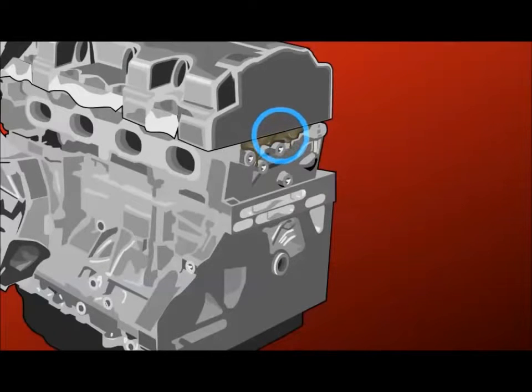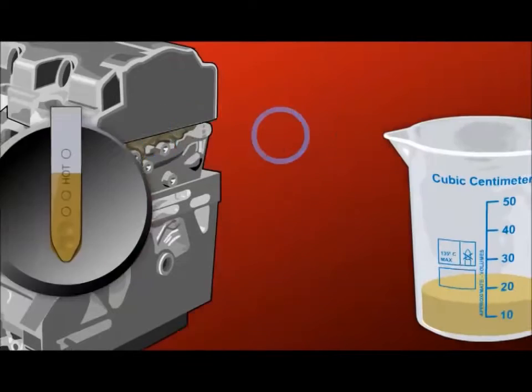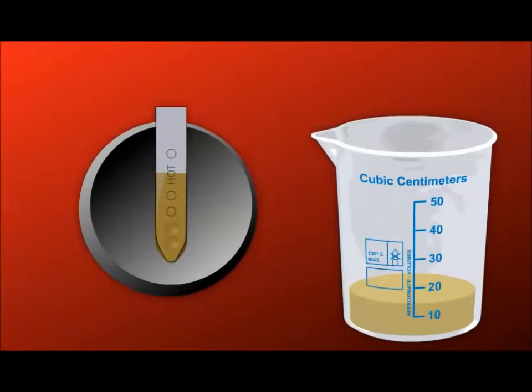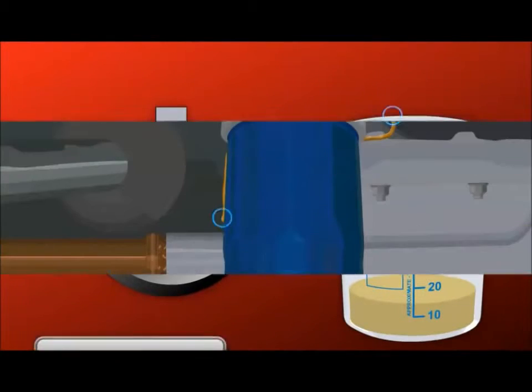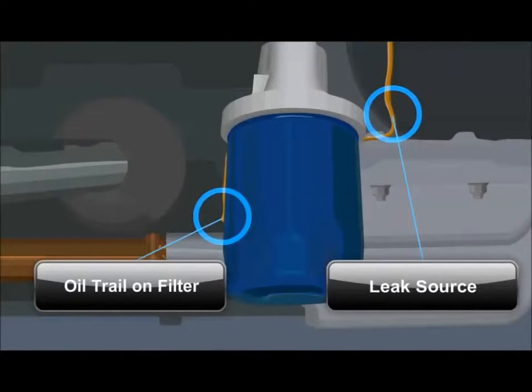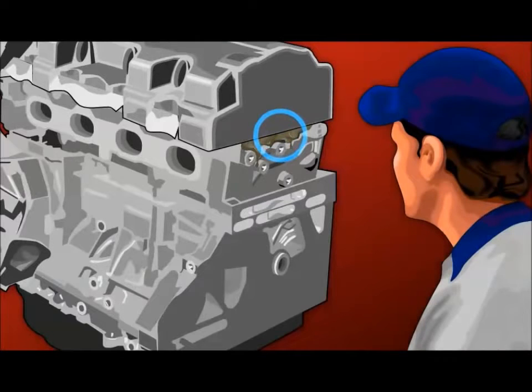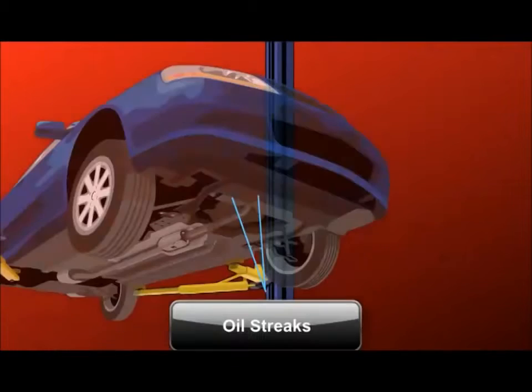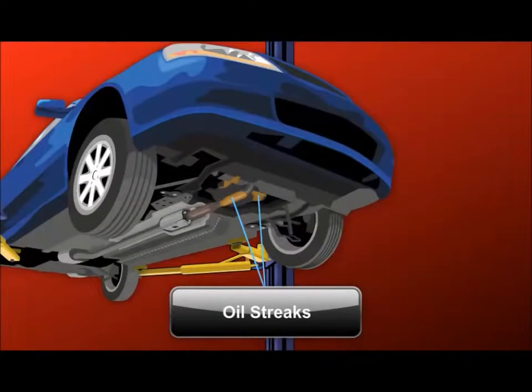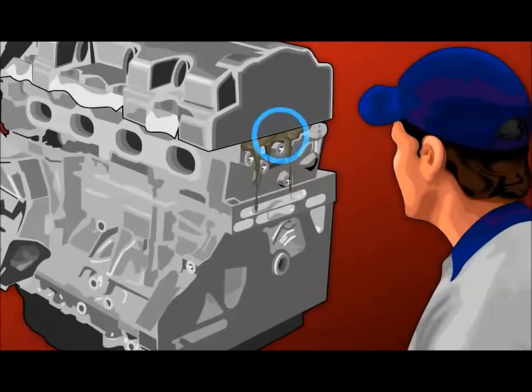Oil leaks represent the most common oil system fault. Because oil does not evaporate and clings to vehicle components, the source of a leak can be very difficult to locate. To begin troubleshooting leaks, first perform a visual inspection. Look for oil trails at the bottom of the engine, up to the leak source.